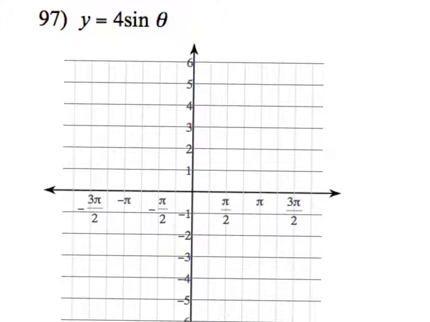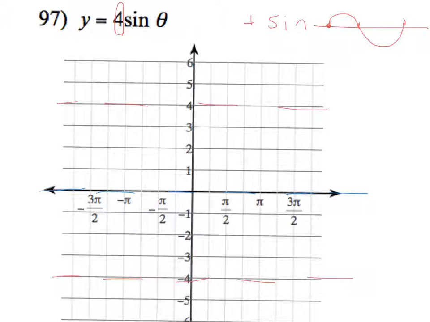For number 97, we're dealing with a sine graph, so we're going to do the same type of method. First, identify the midline, and then we're going to use the amplitude to go 4 above and 4 below. A positive sine graph looks like this, and the points we're going to identify are the beginning, middle, and end on the midline, and the quarter points above and below on the amplitude.